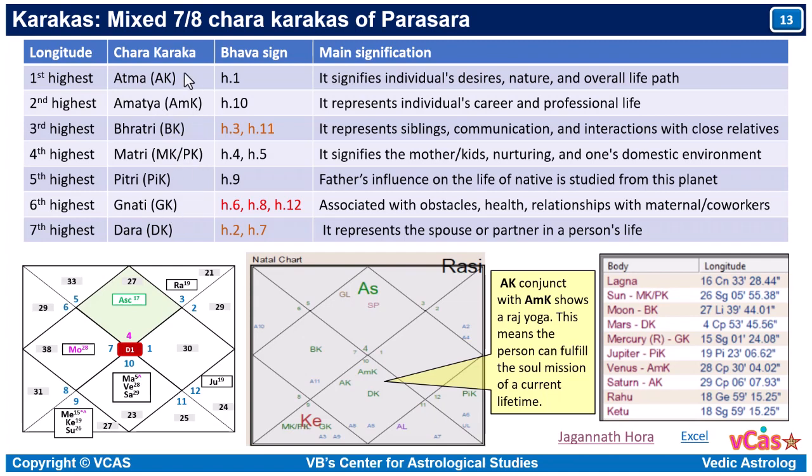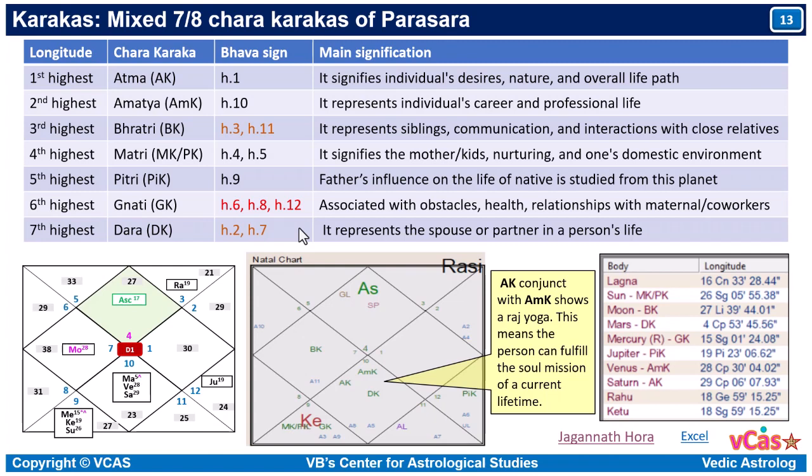Atmakarak is the most important planet because it signifies an individual's desire, nature, and overall life path. I have colored the Bhatrikarak, Natikarak, and the Darakarak in red because they represent bad houses. Natikarak represents the Dusthana house and hence is considered the most dangerous planet. In the given sample chart, Saturn is the Atmakarak as it has the highest degree. Venus becomes Amatyakarak having the second highest degree. Remember, Mercury is the Natikarak.